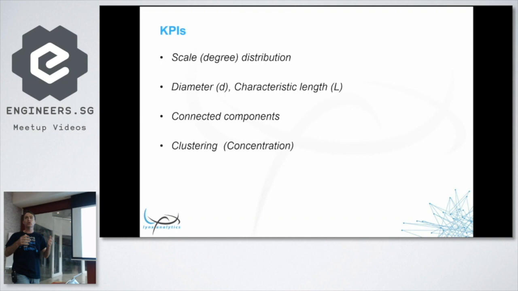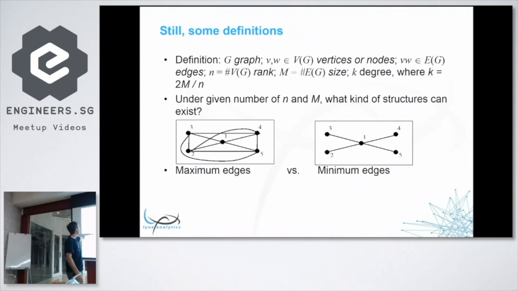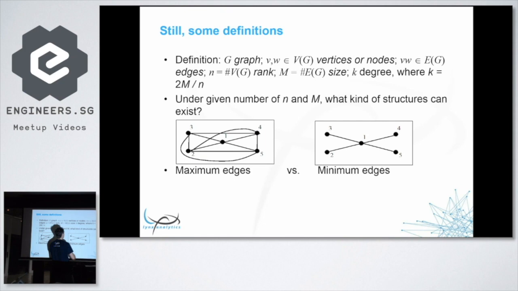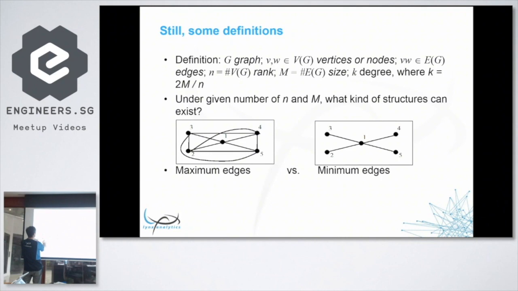Diameter and characteristic length are another very interesting thing. Diameter is the longest shortest path in the graph. For example, here, every vertex can be found in just one step, so the diameter here would be 1. Here, this is a path from 2 to 4, so the diameter would be 2. And of course, from 2 to 4 you can also go in two ways, through 1, but that is not the shortest path. The shortest would be the direct one. So that is the diameter.